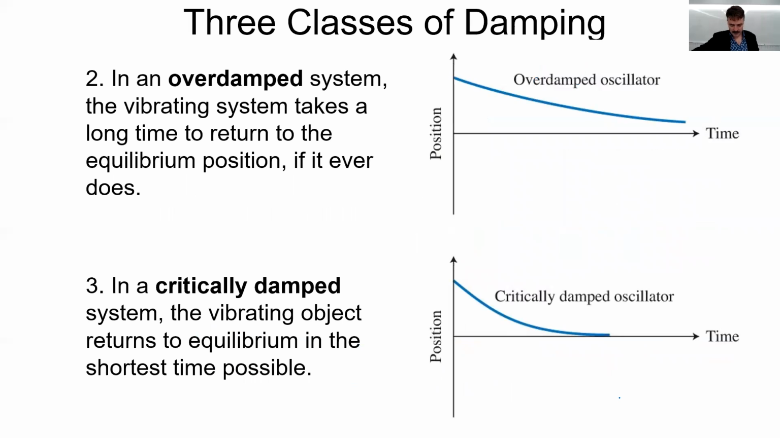In an overdamped system, the vibration takes a long time to return to equilibrium, and it never actually does. If you really increase the damping a lot, it just approaches zero. In a critically damped system, the vibrating object goes back down to zero just once, as quickly as possible. I think that's all I really wanted to say about this. For example, when you design the shock absorbers in a car, you try to critically damp it.